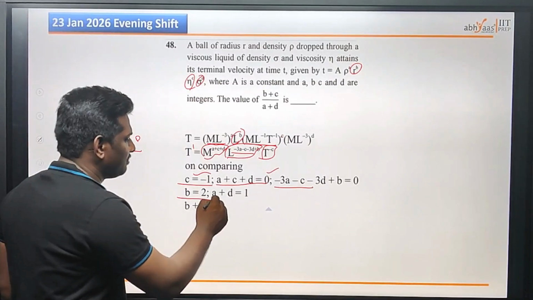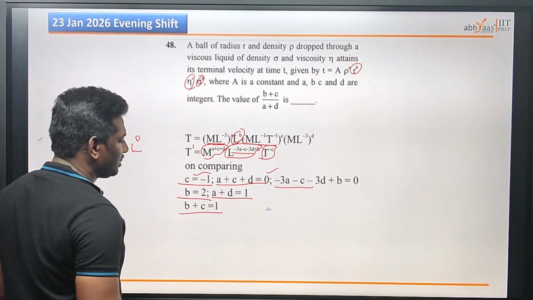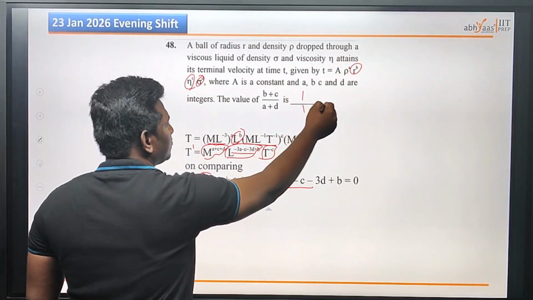So b equals 2, and a plus d equals 1, b plus c equals 1. So c plus d by a is nothing but 1.